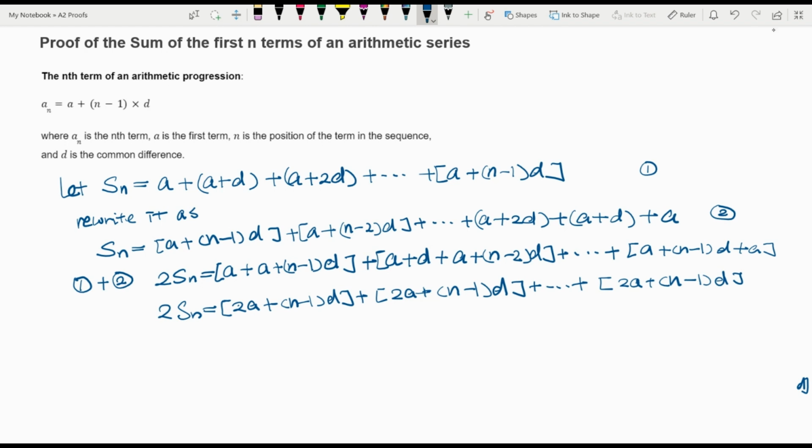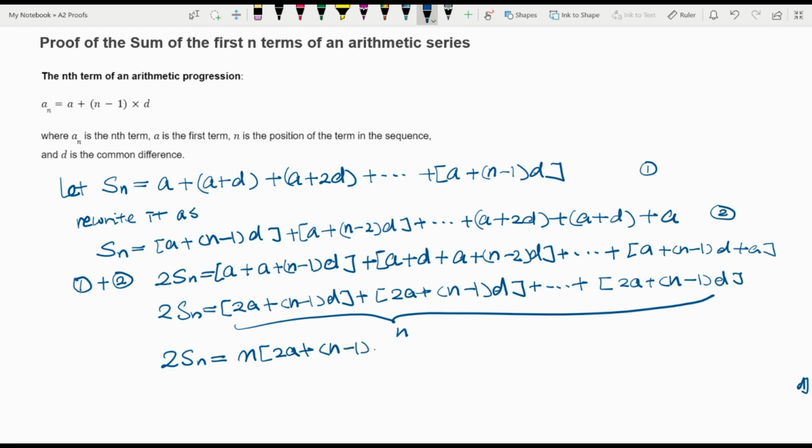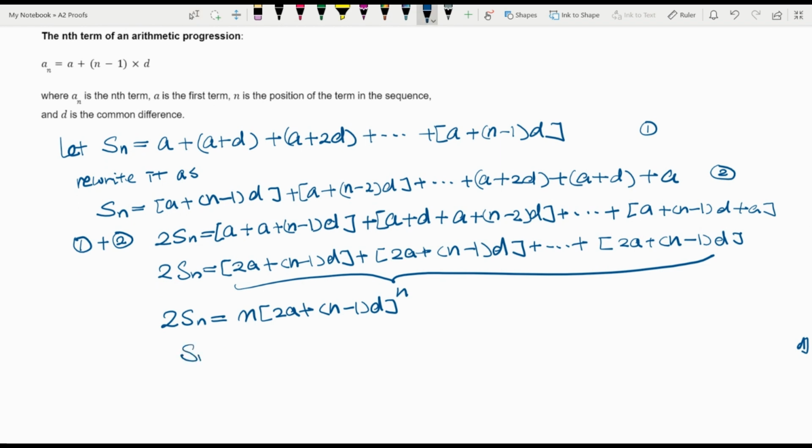And we have n of those terms. So we simplify further. This becomes n times 2a plus n minus 1 d. And we divide by 2 on both sides. That would give half n times 2a plus n minus 1 d. That's the end of the proof of the sum of the first n terms of an arithmetic series.